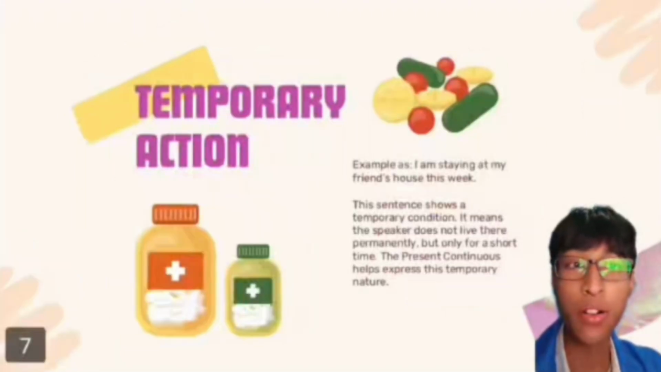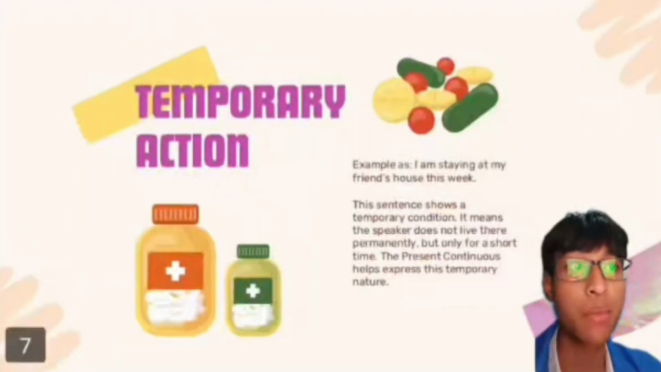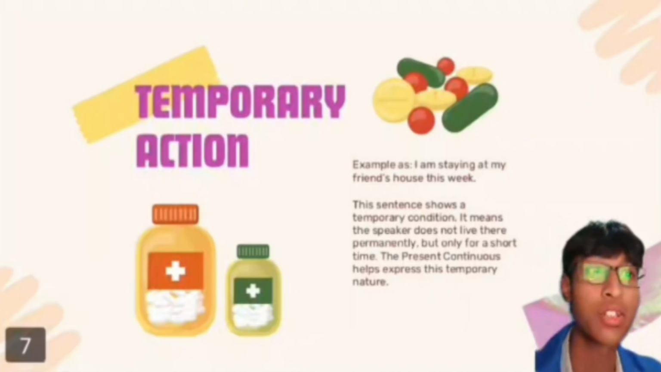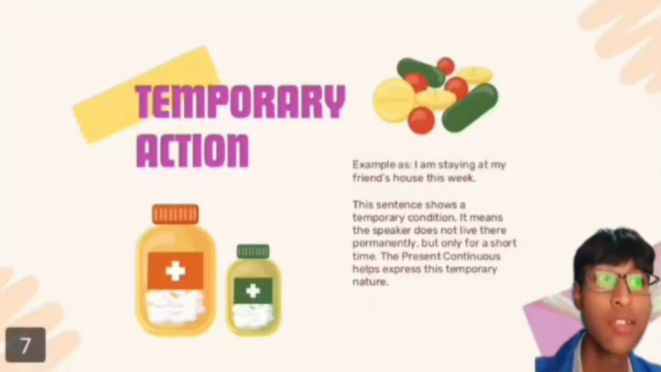And next, temporary action. Example: I am staying at my friend's house this week. This sentence shows a temporary condition. It means the speaker does not live there permanently but only for a short time. The present continuous helps express this temporary nature.